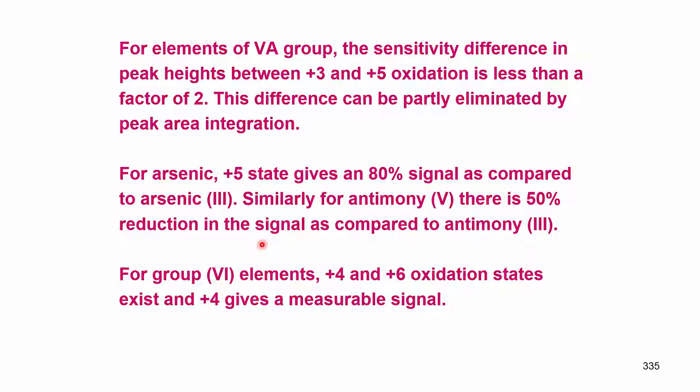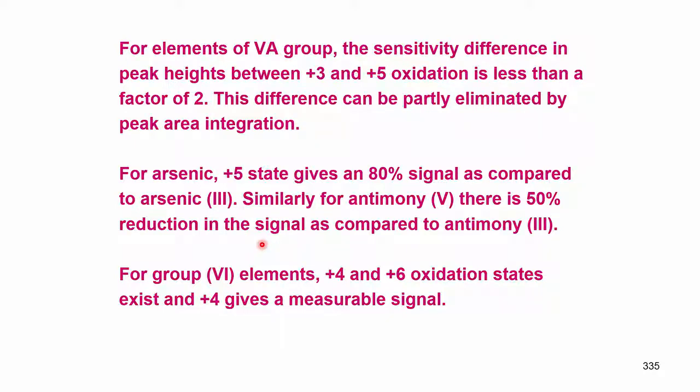So, for elements of group 5A, the sensitivity difference in the peak height between the +3 and +5 oxidation states, that is for arsenic, we are talking about arsenic. Arsenic can exist in +3 and +5. There will be some difference in the peak height, and it is less than a factor of 2. So, this difference can be partly eliminated by peak area integration. So, whenever you want to do any atomic absorption, go for peak area instead of peak height. That is the bottom line.